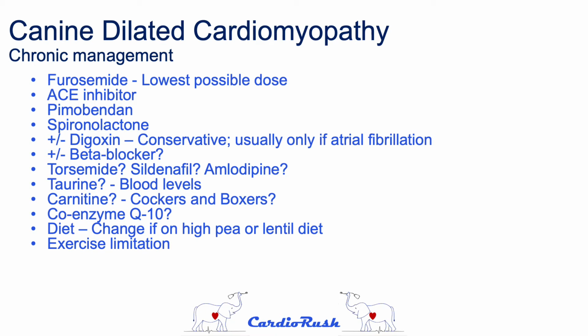Classic management of dilated cardiomyopathy includes furosemide if there is evidence of congestive heart failure, an ACE inhibitor, pimobendan, perhaps spironolactone, and a variety of other medications. Dietary considerations might include reduction in sodium content, especially if the dog eats people food or other treats that are high in sodium. And if the dog is on a diet that's been associated with the development of cardiomyopathy, such as a high pea or lentil diet, the diet should be slowly changed. In most cases, it's appropriate to do some degree of exercise limitation to make sure that the dog doesn't overdo it and collapse during exercise.